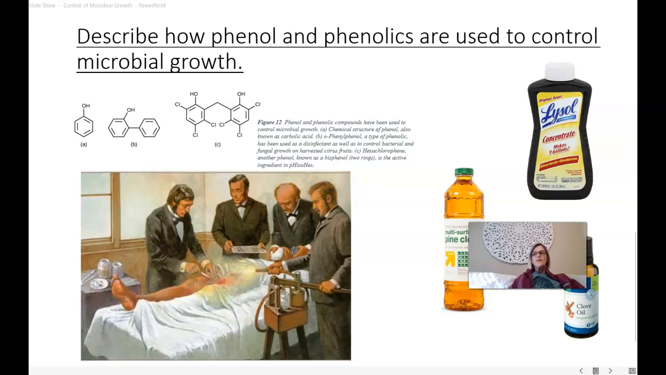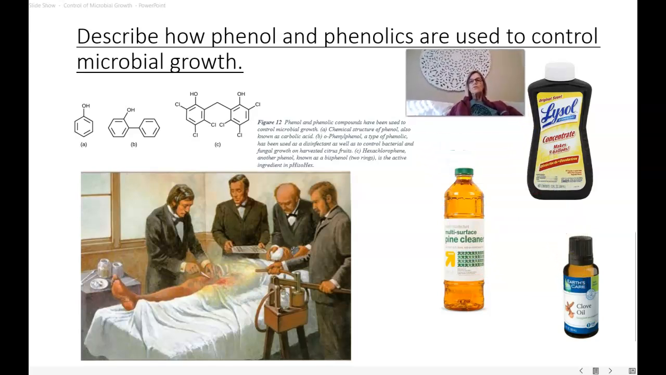All right. So now we're fully into the chemical control of microbial growth. And one of the first chemicals we're going to talk about is phenol and phenolics. How are they used to control microbial growth? This painting should look a little familiar, similar to that photograph we had in an earlier lecture talking about Joseph Lister during the golden age of microbiology, who started using phenol, kind of sprayed it in the air, sprayed it on the patient, sprayed it on their own hands.